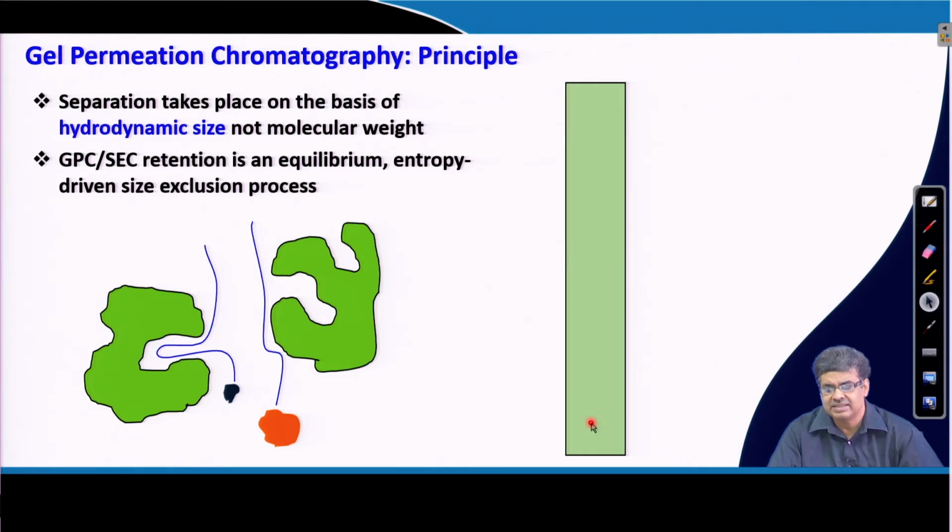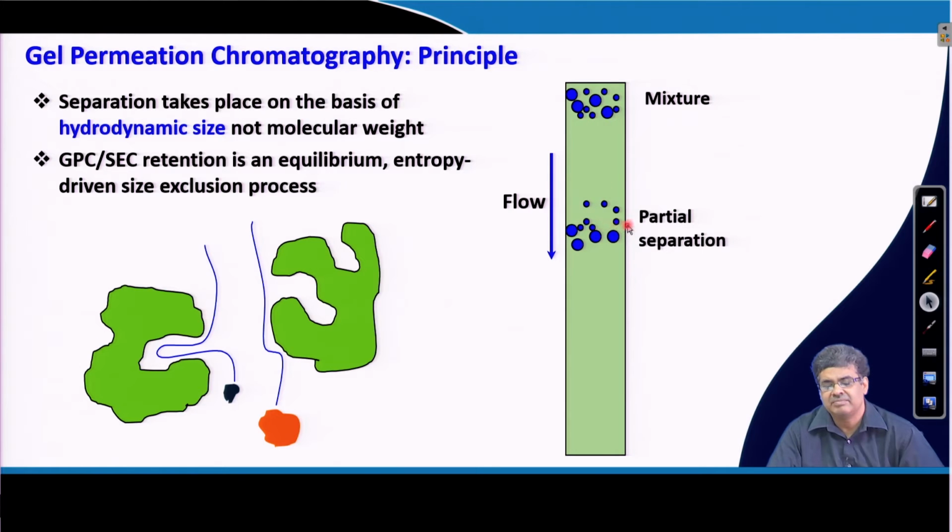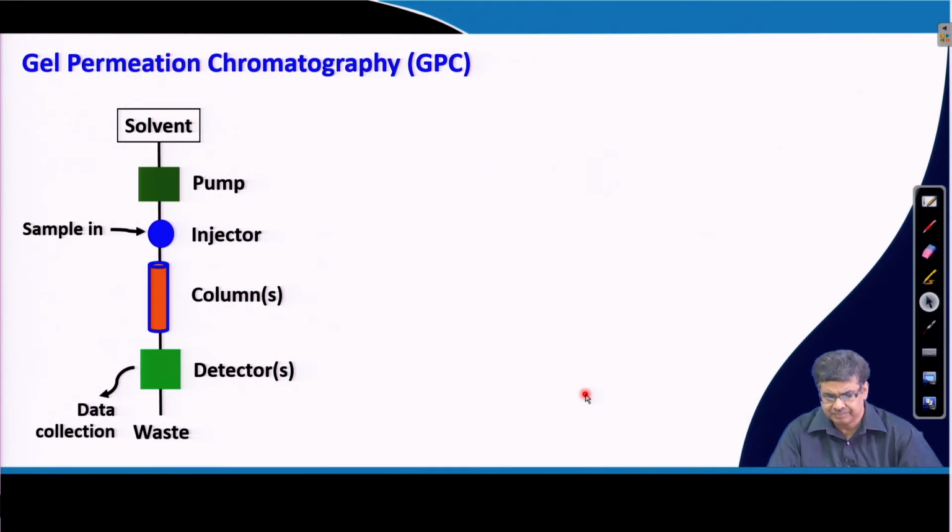So, if I think of this as a column and this as the flow of the solvent along with the polymer molecules, at the beginning I have a mixture of two sizes, one large and one small. With time the large ones will move faster, and eventually the large molecules will come out of the column before the small ones.